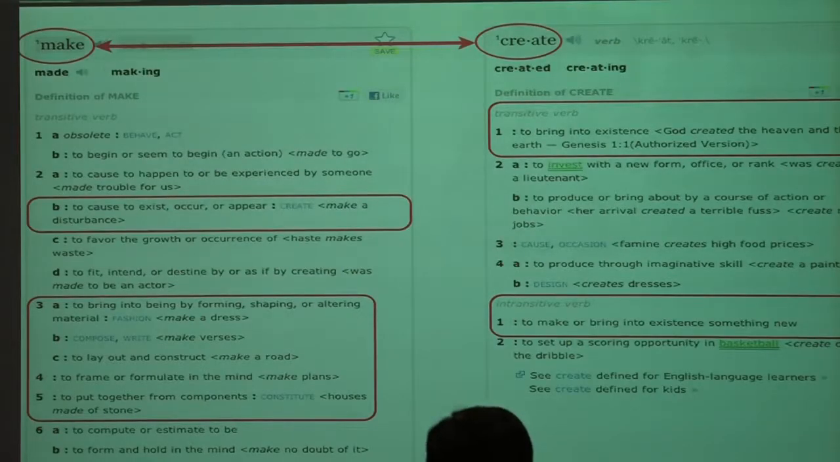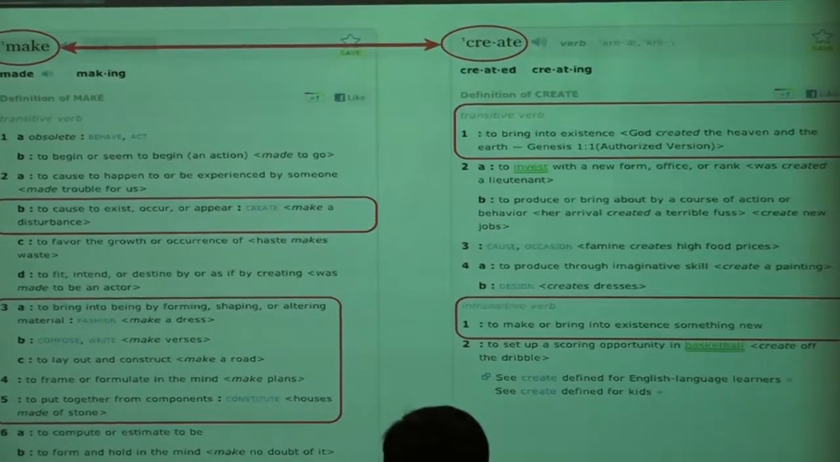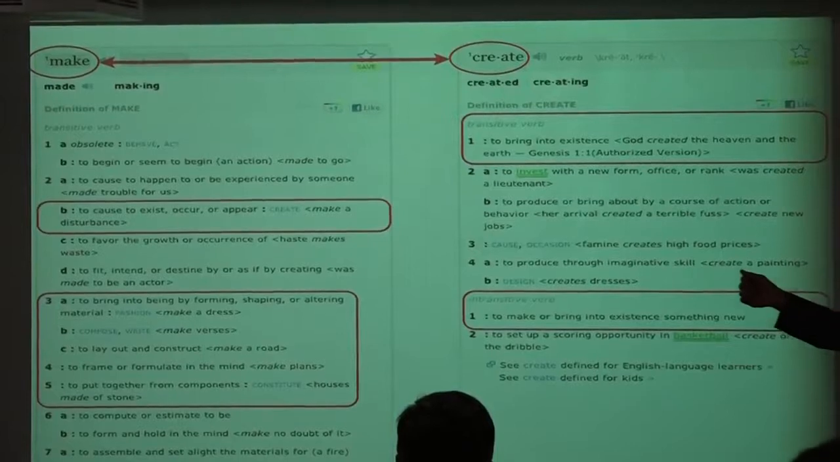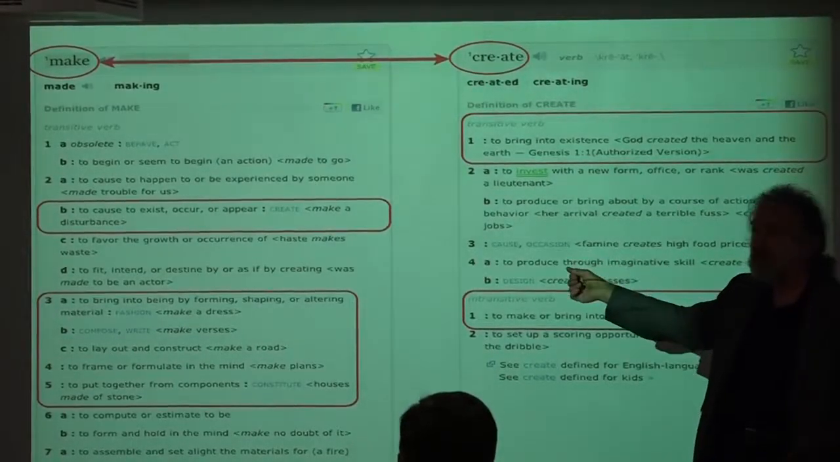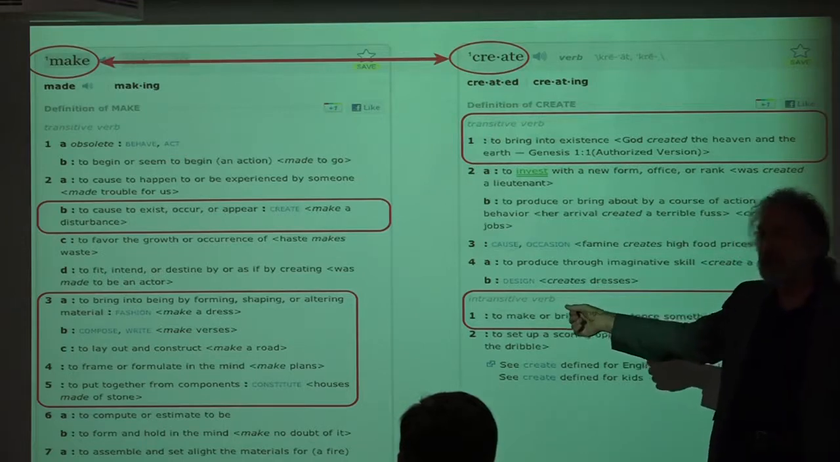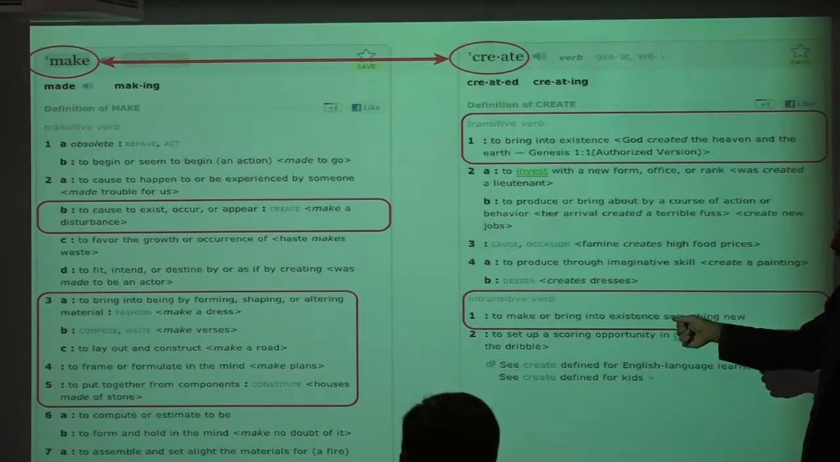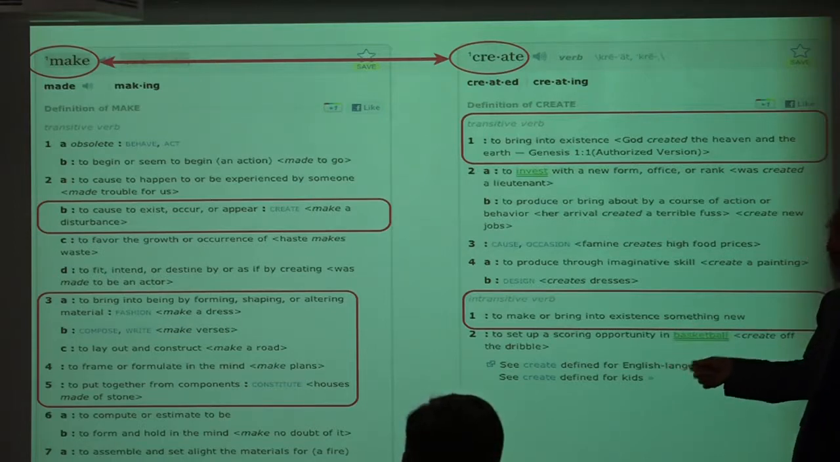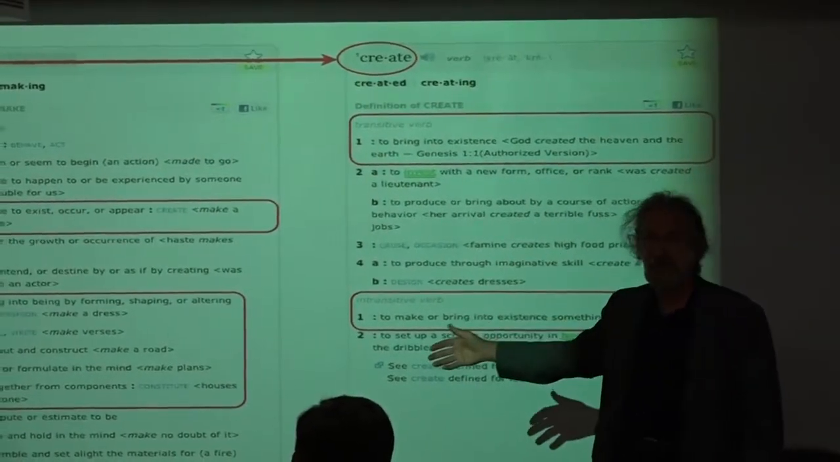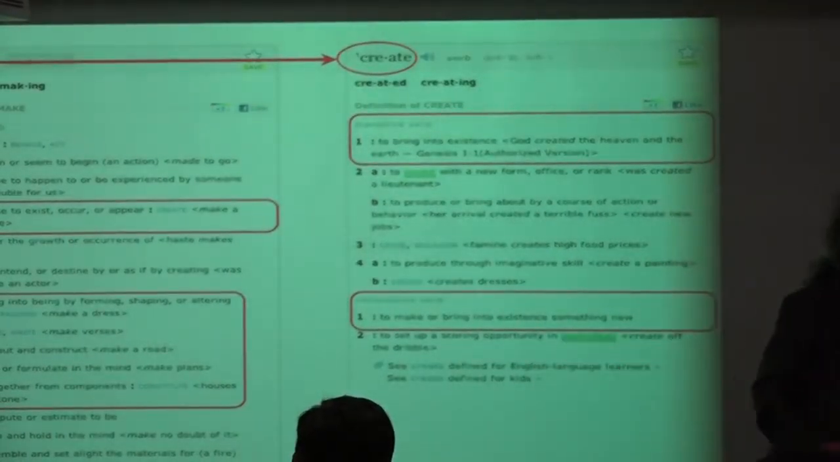So if you go to the dictionary, you'll see definitions of make and create on either side. To make is to cause to exist, to occur, to appear, to bring into being by forming, shaping, or altering material, to lay out and construct, to frame or formulate in the mind, to put together from components. Right, so I've highlighted some of the key elements of the definition of to make.